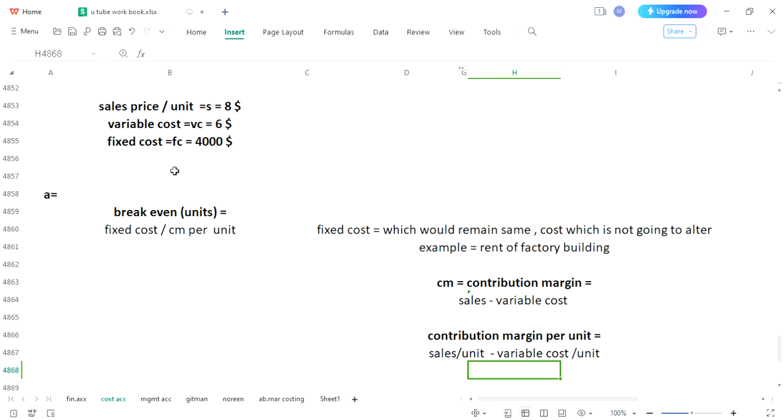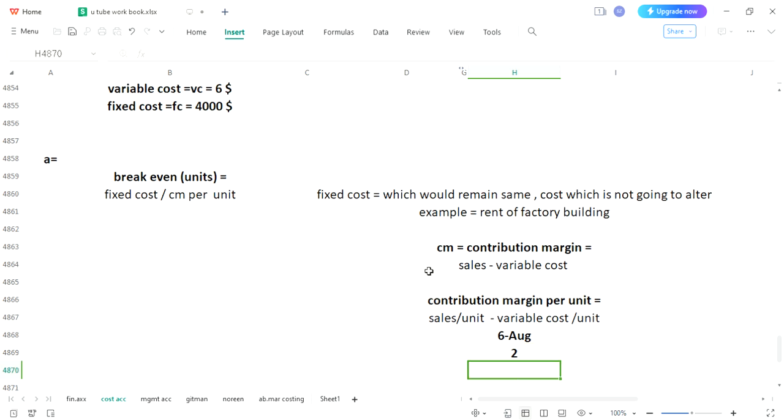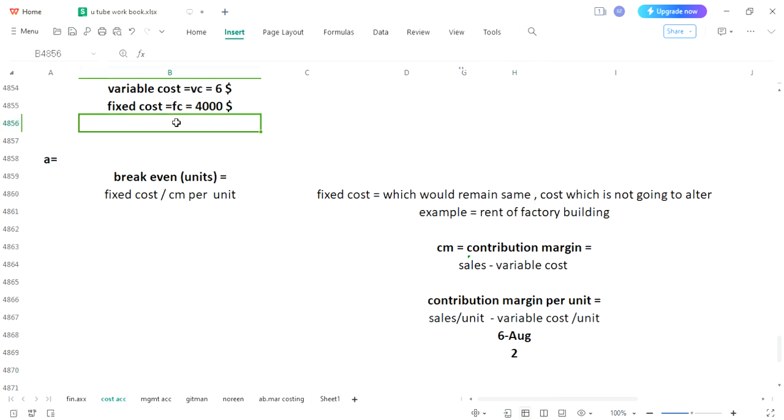And this we can do now. Sale price per unit is given in your question, that is $8, and you need to subtract variable cost. Variable cost is 6, so it means 2 would be your contribution margin per unit. Our problem has been sorted out. We have also calculated contribution margin per unit, and that is 2.